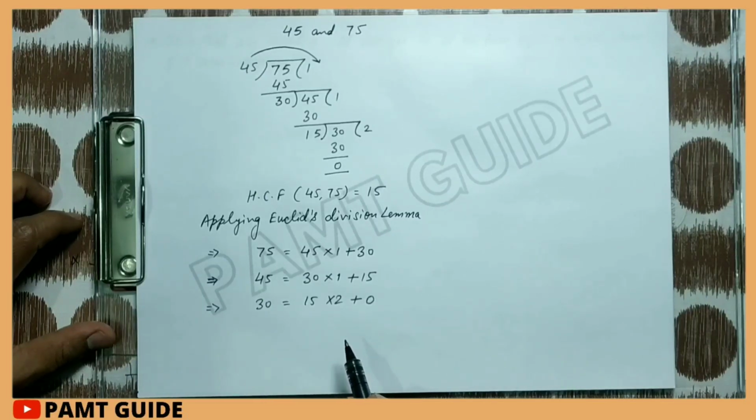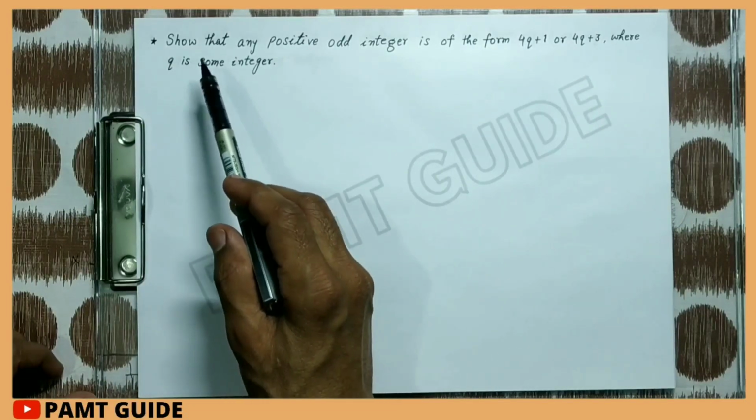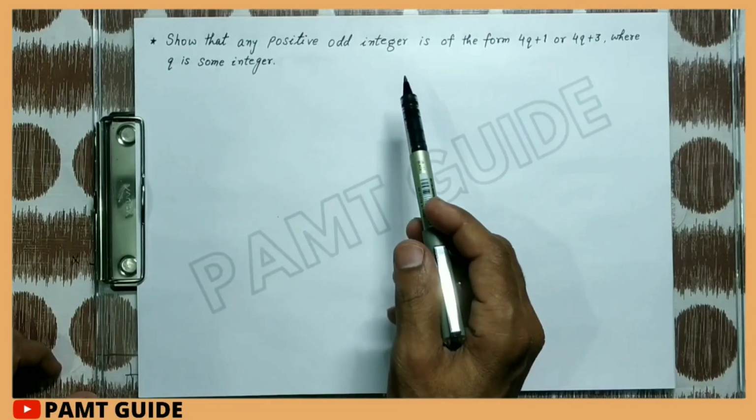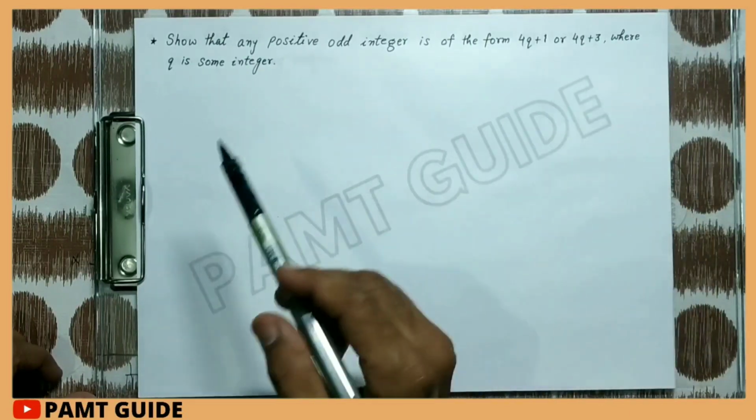45 and 75. Now students, we shall see some such type of questions in which we have to prove that it is positive even integer or positive odd integer. We shall understand it very carefully because these type of questions are very important and many times have been asked in the exam. Suppose we have a question that show that any positive integer is of the form of 4q plus 1 or 4q plus 3, where q is some integer.